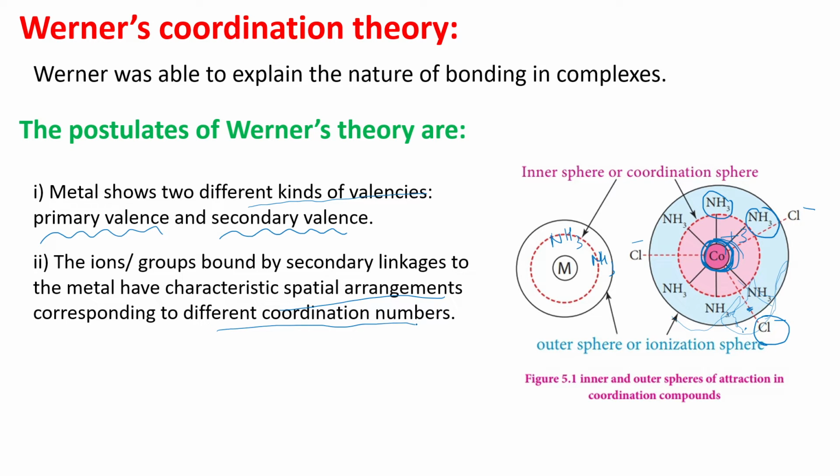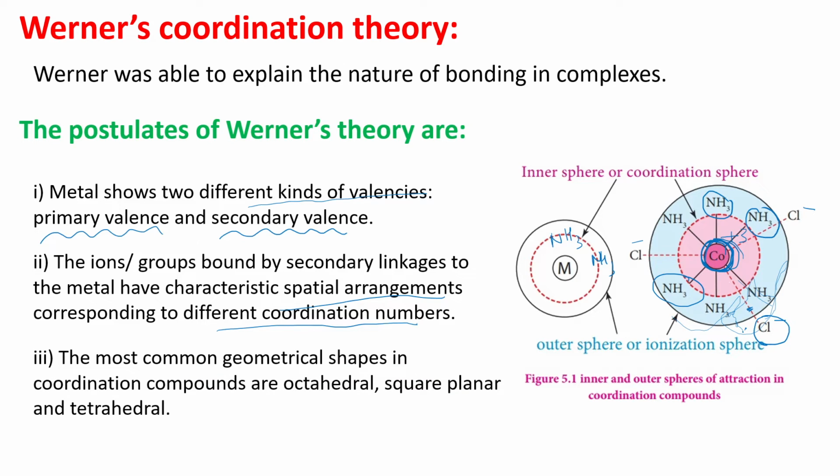The ions bound to the secondary linkage to the metal ion have characteristic spatial arrangement corresponding to different coordination numbers. As you can see, these ammonia molecules have a characteristic arrangement. These will bind in coordination number of 6 or 4. And here you can see this is an octahedral arrangement. Similarly, the most common geometrical shapes in coordination compounds, as I told in the previous video as well, are octahedral, square planar, and tetrahedral. These were the three postulates given by Werner in his theory.